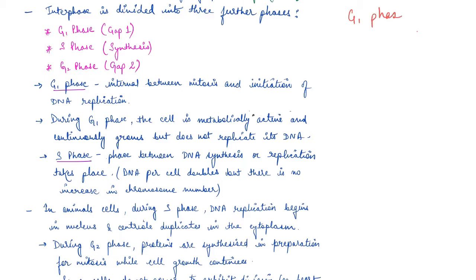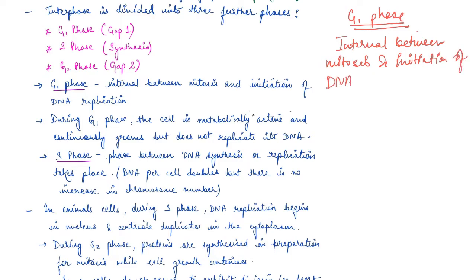The G1 phase corresponds to the interval between mitosis and initiation of DNA replication. So in the G1 phase, there is an initiation of DNA replication. As soon as the M phase gets over, you have the G1 phase, which is the interval between mitosis and initiation of DNA replication.